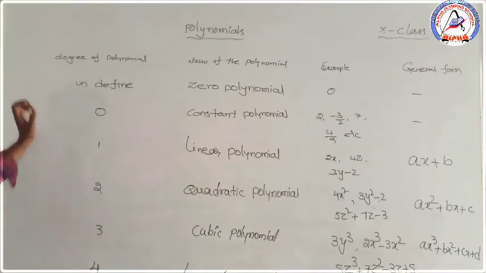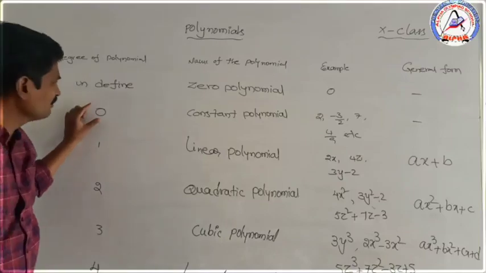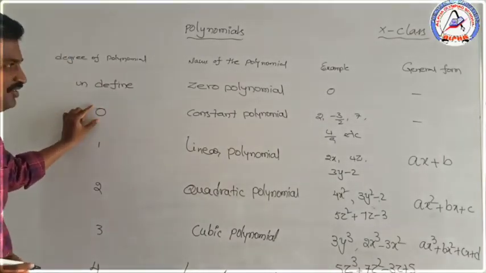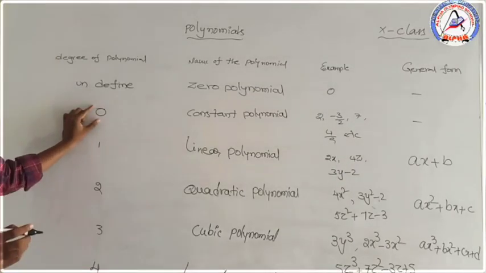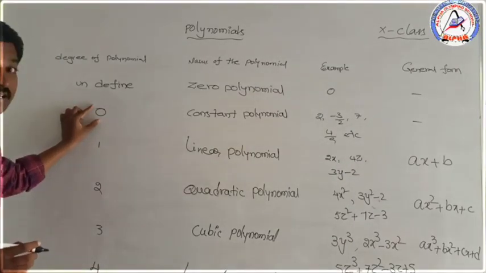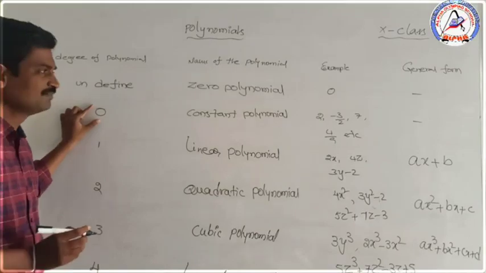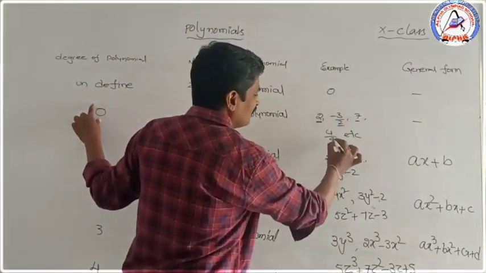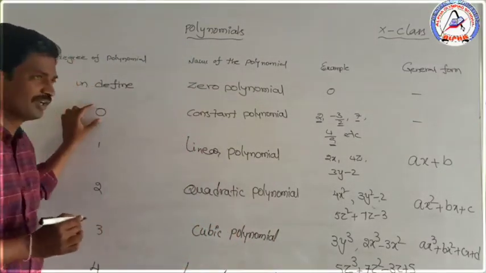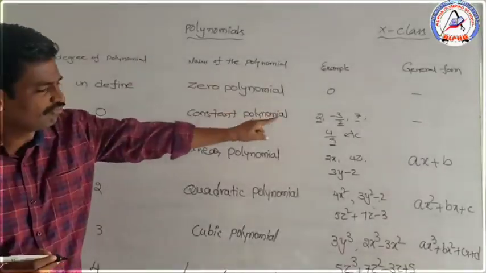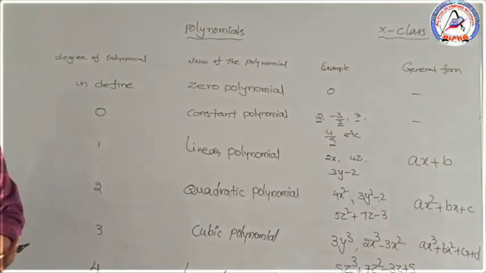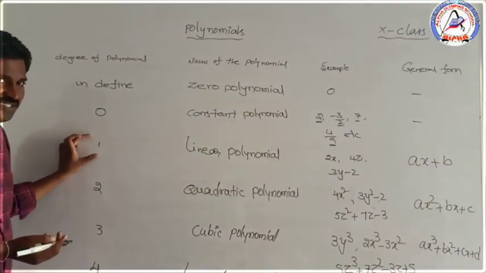Now observe here. Suppose a polynomial's degree is 0. Then the number of terms in the polynomial is 1. Only one term is there. The degree of the polynomial is 0, it contains only one term, and that term is a constant term.